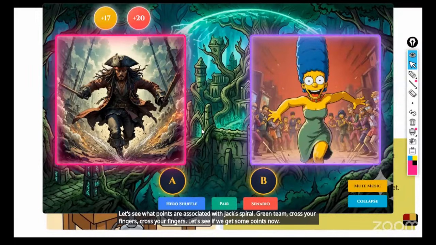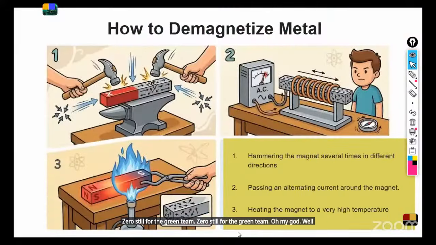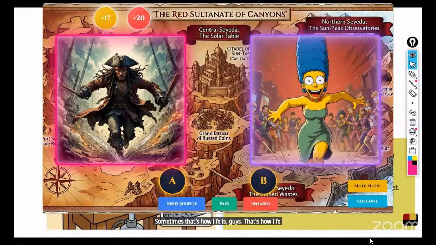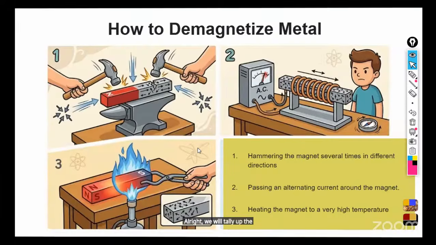Look above. I don't know what's going on, but yellow team on 17 points, and red team, oh my God. Zero still for the green team. Well, sometimes that's how life is, guys. You all can't say I rigged it, because my team is losing. All right, so we will tally up the points just now.